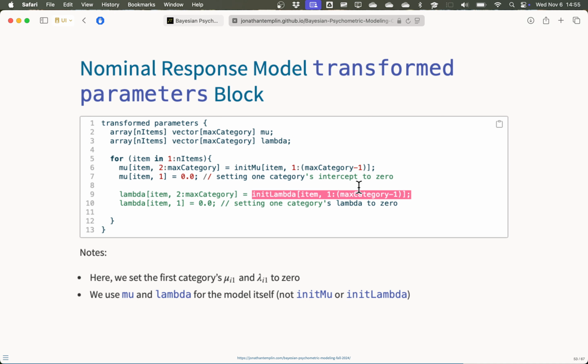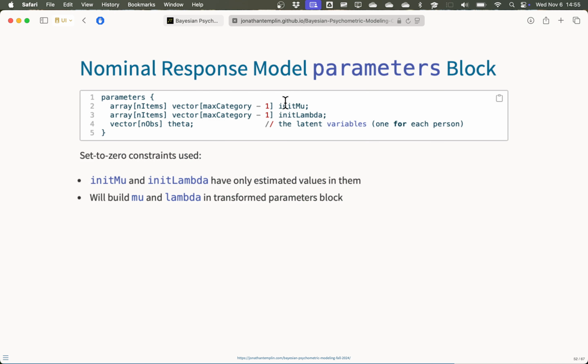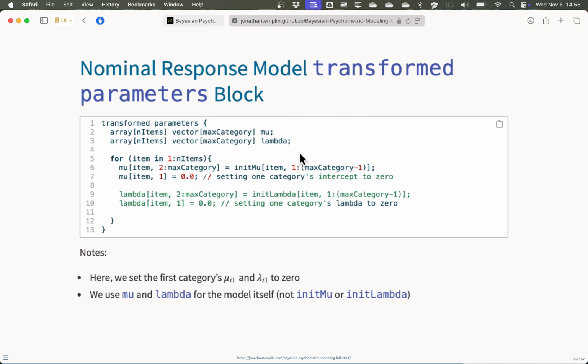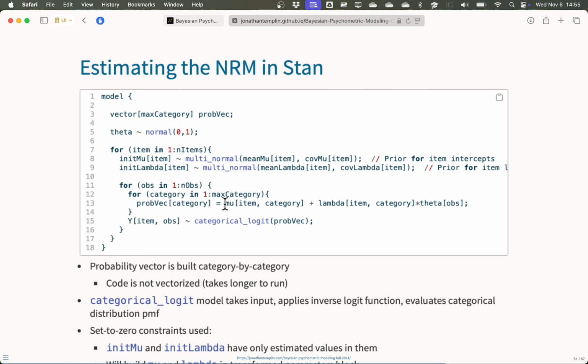It's a little bit complicated, but transform parameters is a nice block. You use transform parameters to take parameters that you've defined, in this case init mu and init lambda, and transform them, in this case to mu and lambda, in a place where you can use them in the model itself, right? The mu and lambda are in the model. You don't see init mu and init lambda except in the prior statement here.